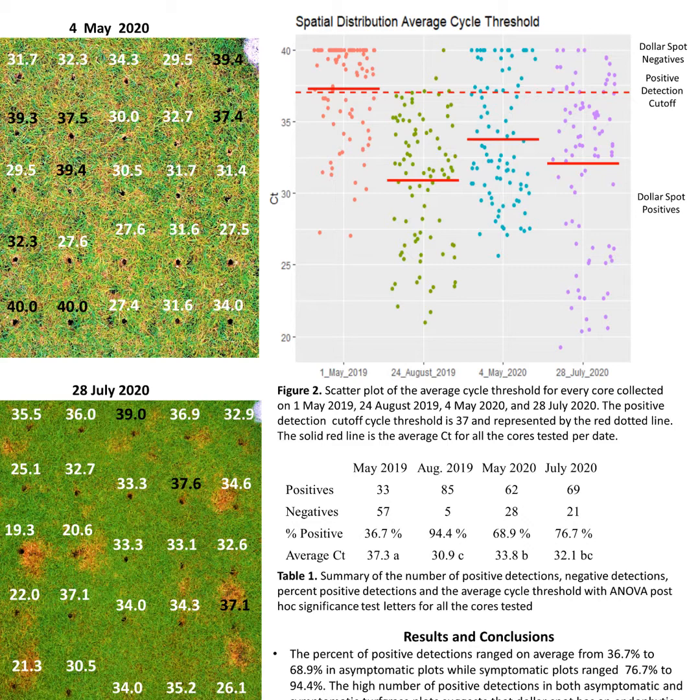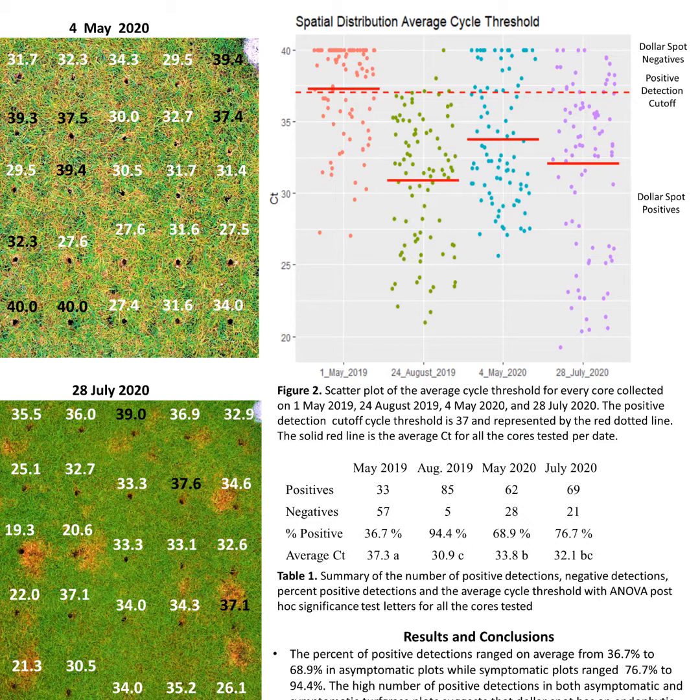The percentage of positive detections ranged on average from 36.7 to 68.9 in asymptomatic plots, while symptomatic plots range from 76.7 to 94.4%. The number of positive detections in both asymptomatic and symptomatic turfgrass plots suggests that dollar spot has a biotrophic or endophytic phase of its life cycle.